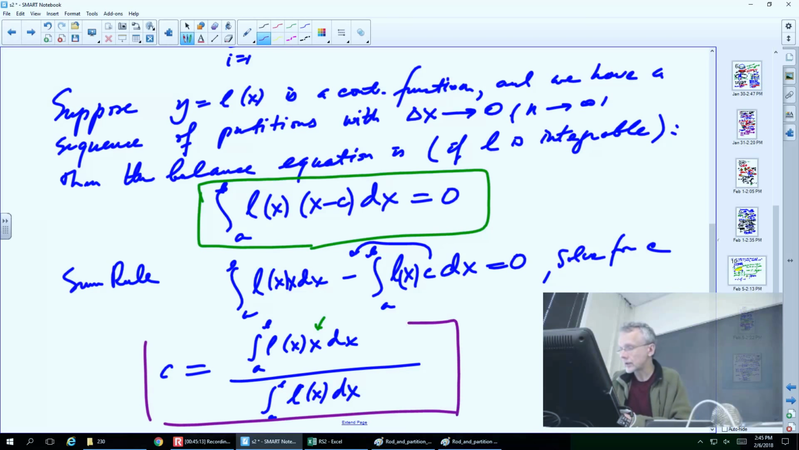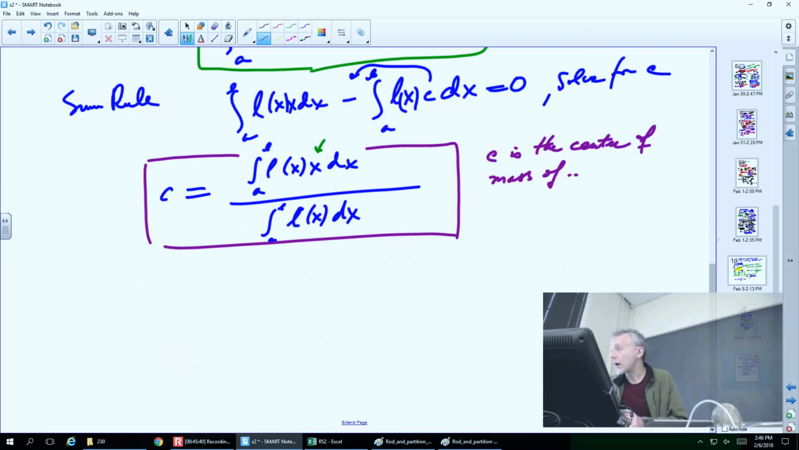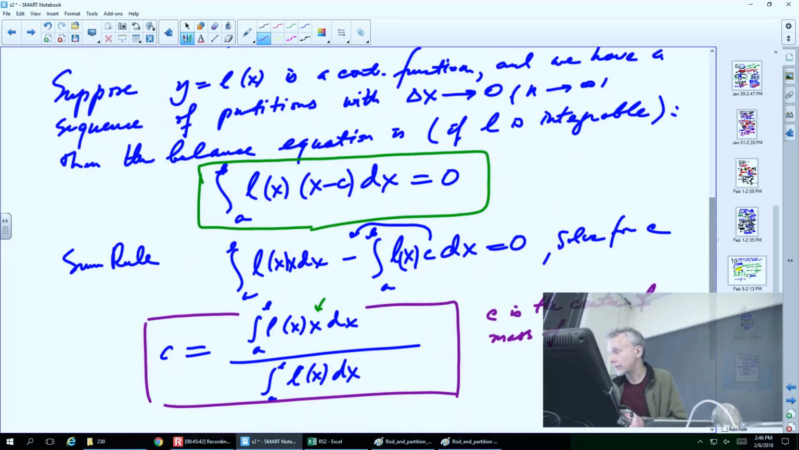So once again, c is the center of mass. Of what? Let's make it clear. Center of mass of what? We used to say just the center of mass of a system of weights. That was good, but now it's not a system, even though there are many weights, but there are infinitely many. So why not be specific? It's the center of mass of the region.